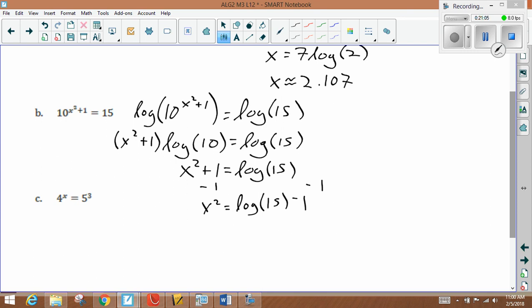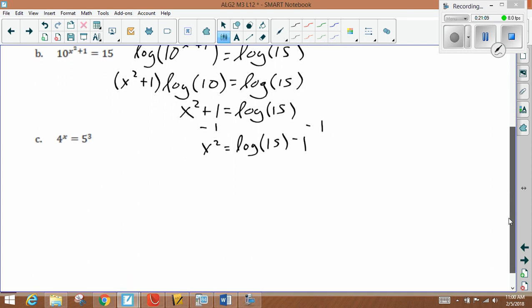And now, I don't want to know what x squared is, I want to know what x is. So how do I get that square to go away? I take the square root of both sides. Square root of x squared is x. And remember, when you take the square root of both sides, you have to consider both positive and negative values. So this becomes the square root of log base 10 of 15 minus 1. That's your final answer, right? You could write it as the positive and the negative.